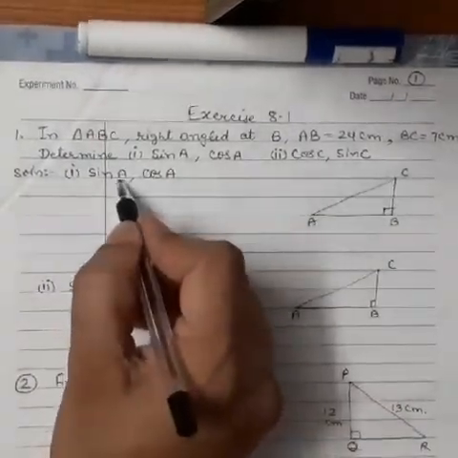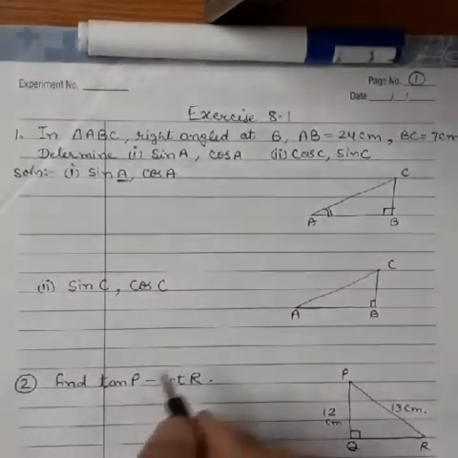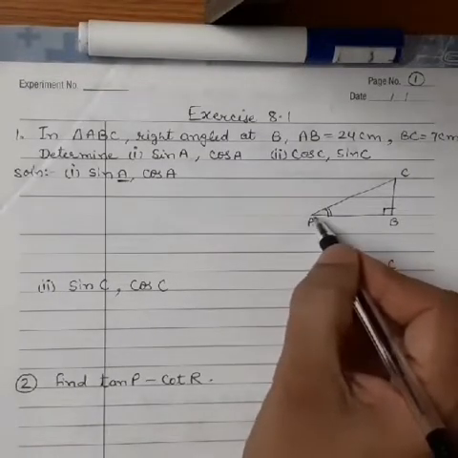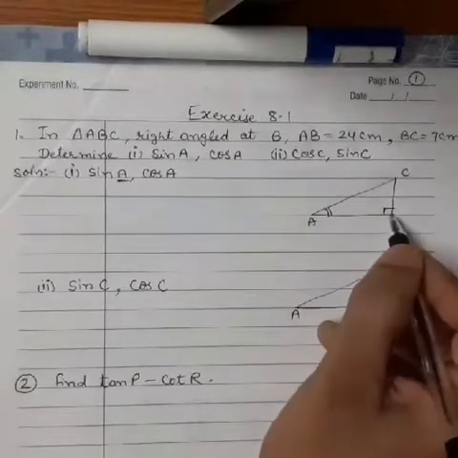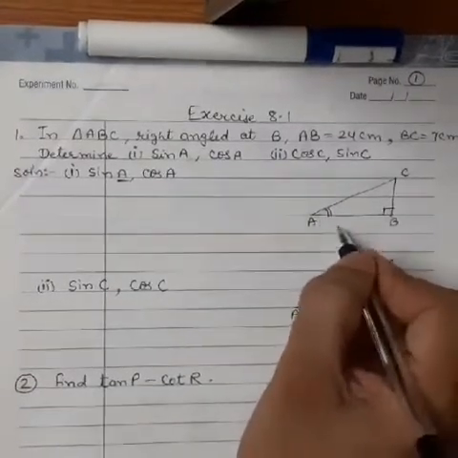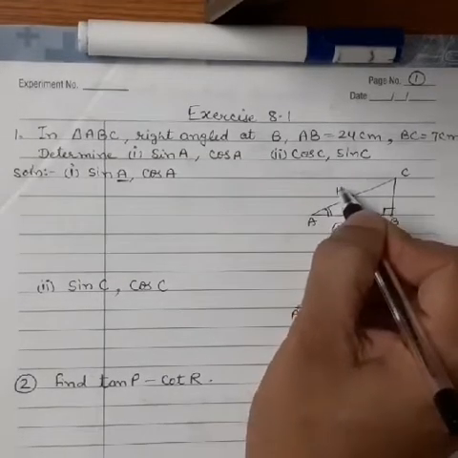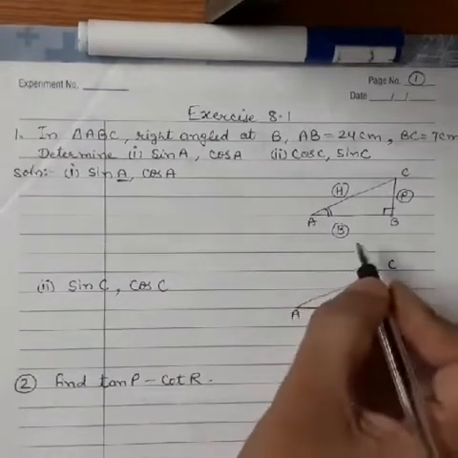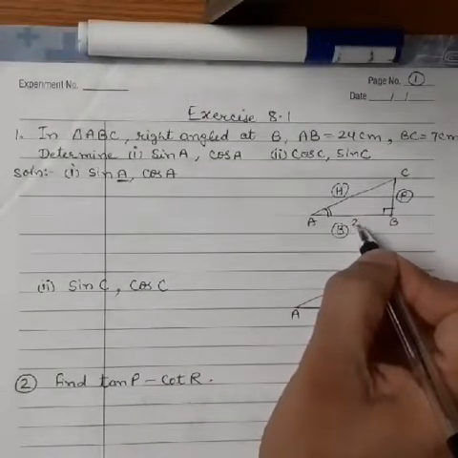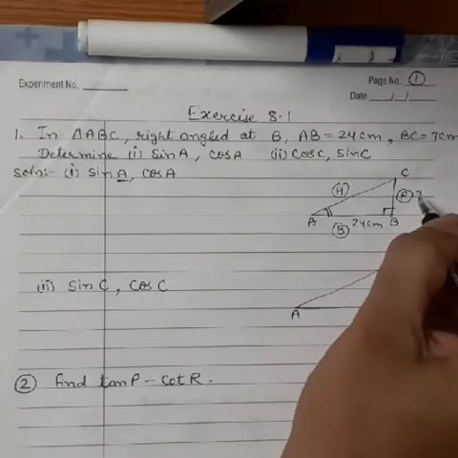Sine A is given to you, it means A is your angle, you mark the angle here. Then you see on this side of the triangle two angles are formed, it means this is your base. This is the hypotenuse, the greatest side, and this is your perpendicular. Then see what is given. AB is 24 centimeter given to you. Write down 24 centimeter. And BC 7 centimeter is given to you.